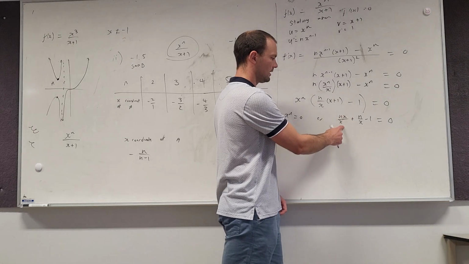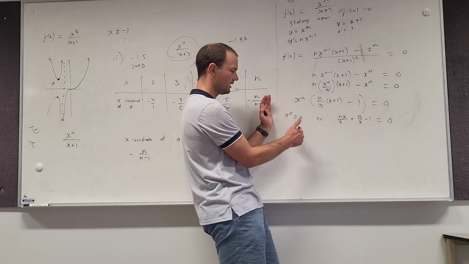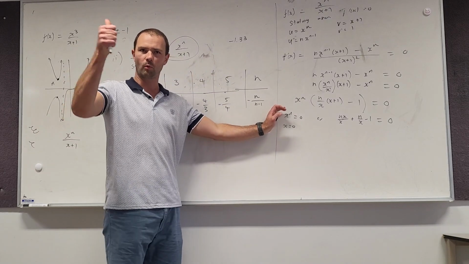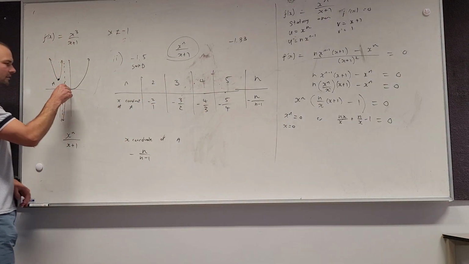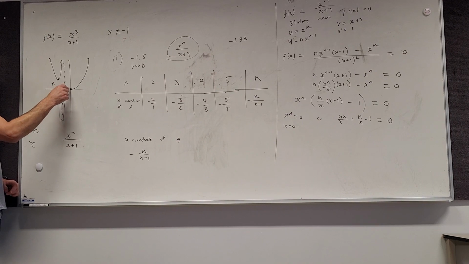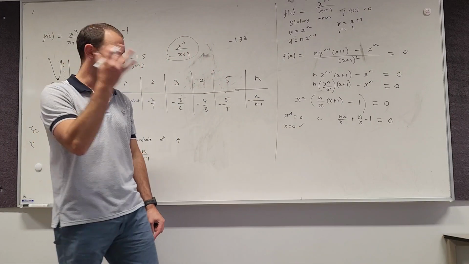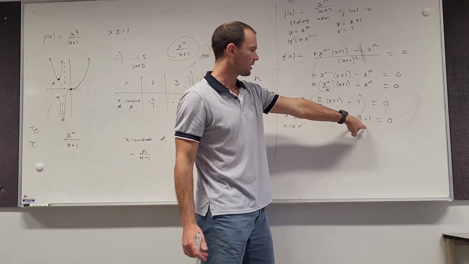Now here, the solution is x is 0. And remember they said there's always a stationary point at 0. We saw that in all the graphs. This one, the slope is horizontal at that point. So we expect that to be one of our solutions for this family of functions. We're more interested in what's going on here.